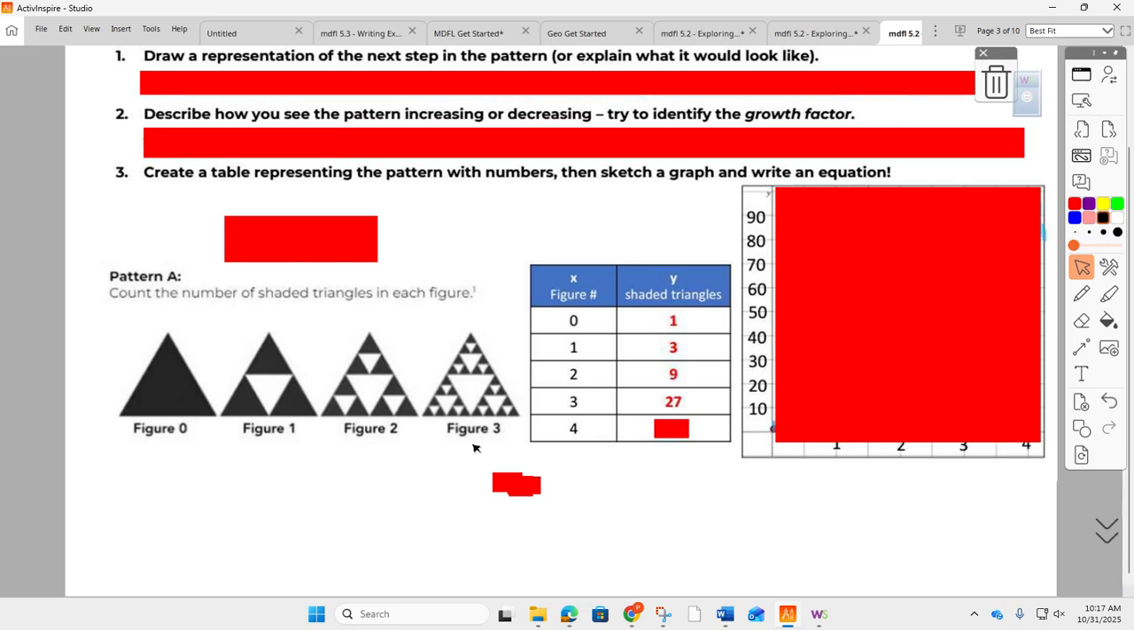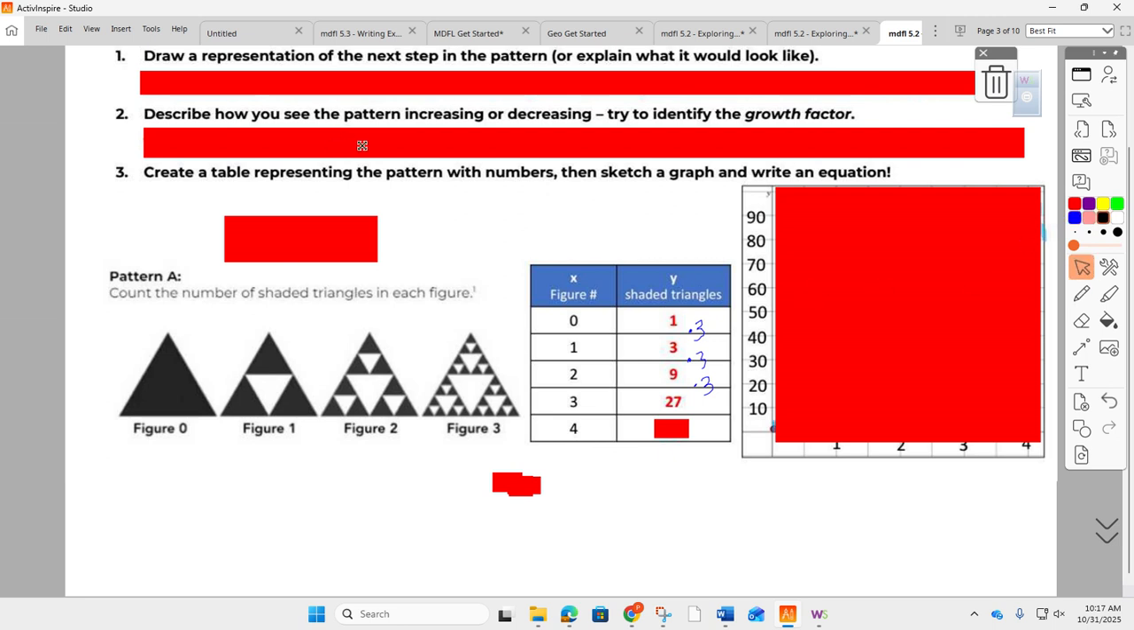So based on those 4 figures, what is the pattern? What's happening there? Multiplying by 3. So the y's are increasing by a factor of 3. They're going up by a factor of 3. So 1 times 3 is 3, 3 times 3 is 9, 9 times 3 is 27.